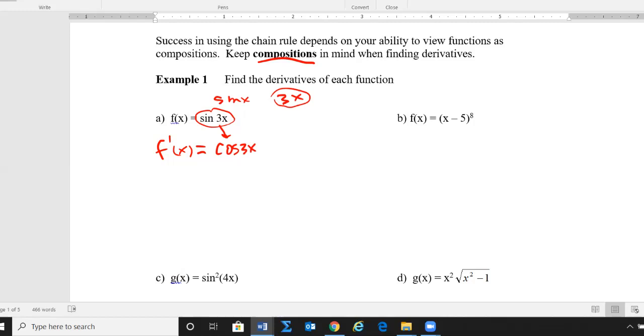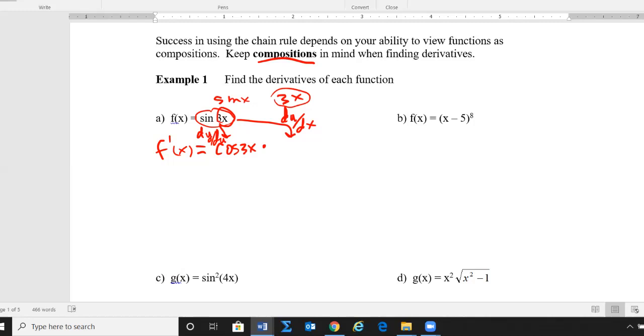Okay, now if it were just an x, we'd be done. But it's a 3x. So now I have to multiply it by the derivative of that 3x with respect to x. So this first part here is the dy/du. This part is the du/dx. That goes over here.